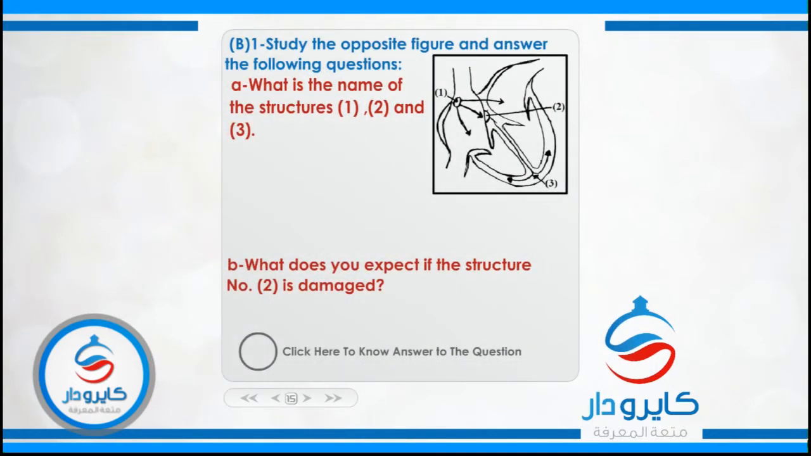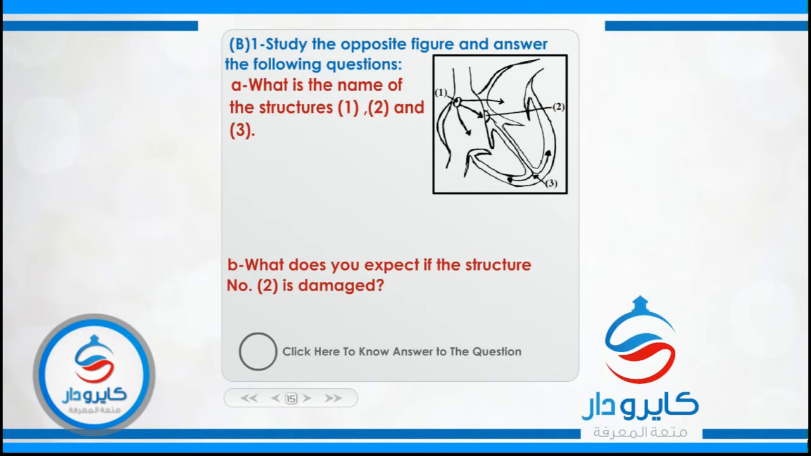Study the opposite figure and answer the following question. What is the name of the structures 1, 2, and 3? That's the structure of the heart. Number 1 is the sinoatrial node. Number 2, atrioventricular node. Number 3, the His fibers.